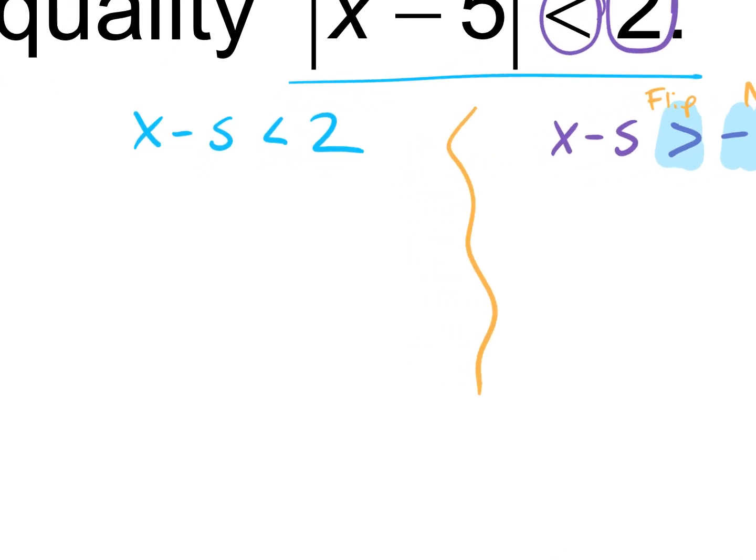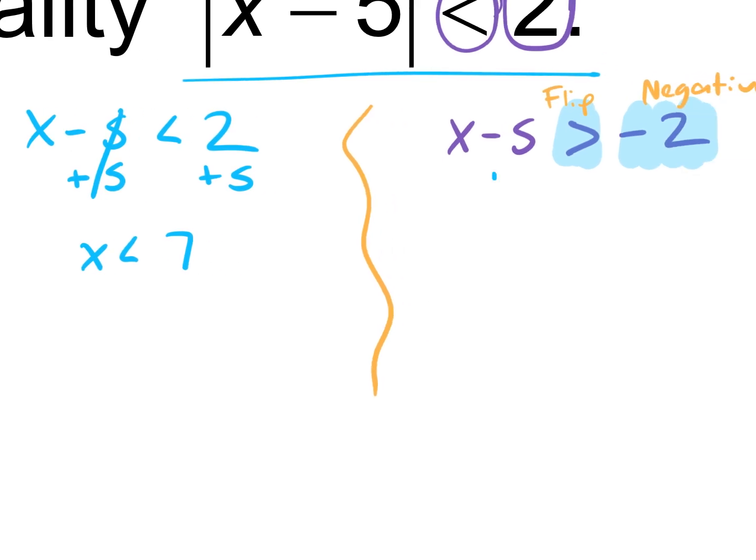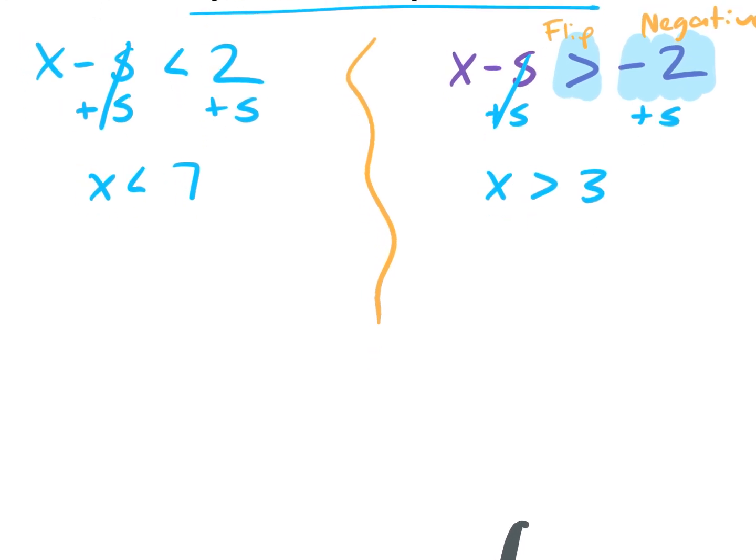For the first one, what do I do to solve for x? Add 5 to both sides. We have x is less than 7. In the second one, we're going to do the same thing. We add 5 to both sides. So x is greater than 3. So let's put those on our number line.